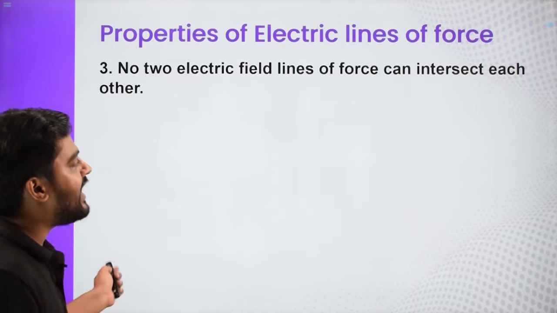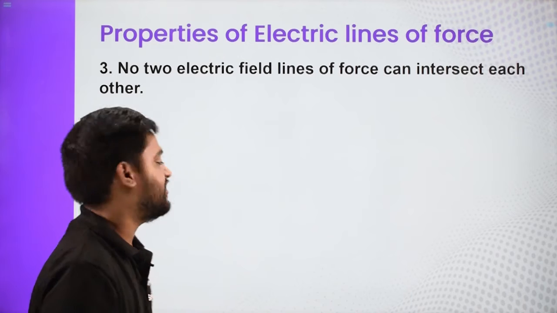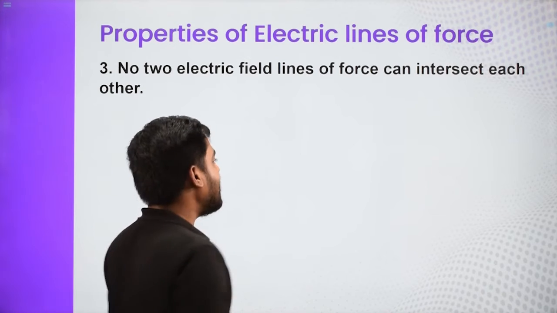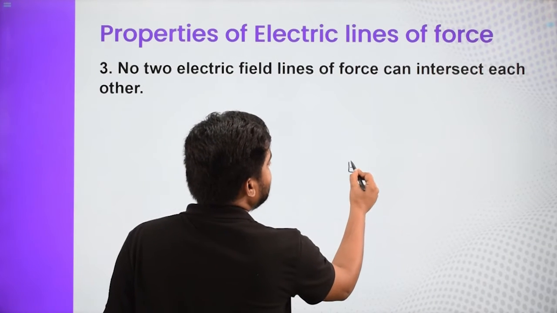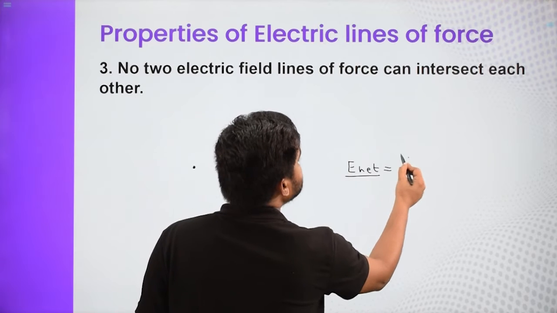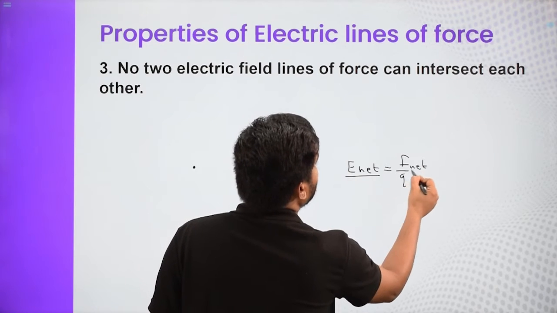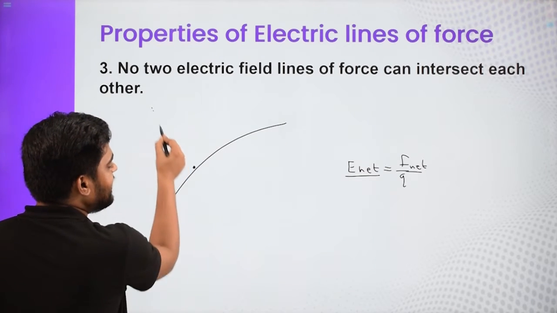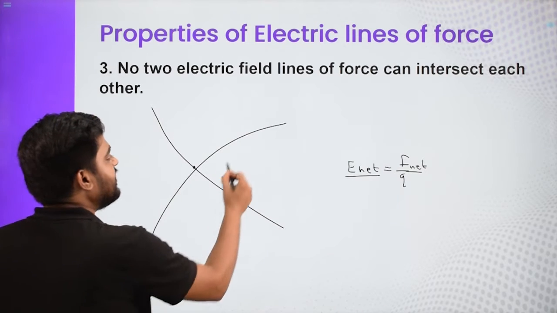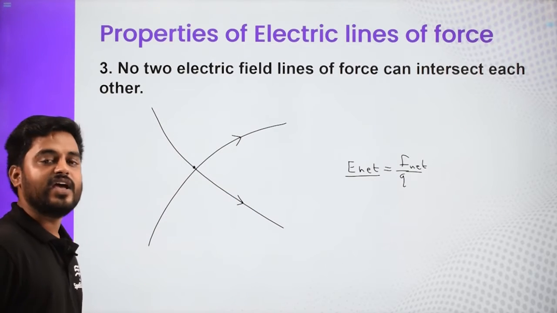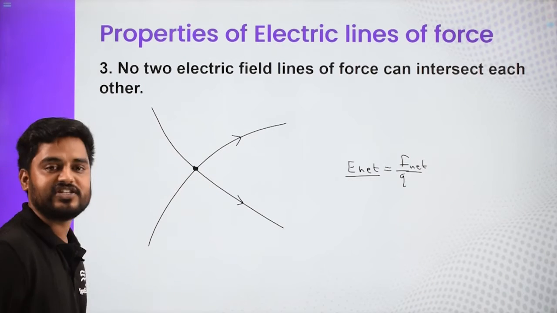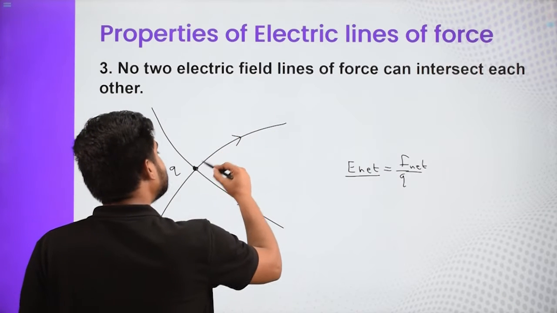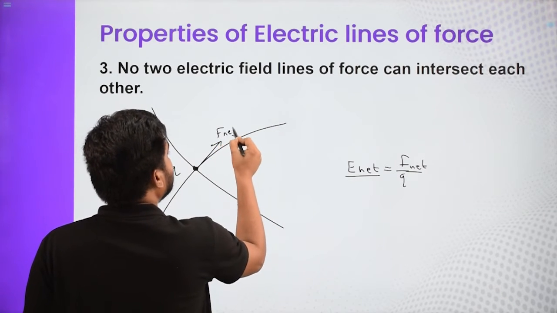Next is that no two electric field lines can intersect each other. What will happen if they intersect? What does electric field at any point represent? Electric field at any point represents the net electric field, which is force per unit charge, that is, net force per unit charge. At this point, let us say there exist two field lines. One is this field line and the other is this field line. Both pass through this point. At this point of intersection, if you put a small charge Q, then as per our first field line, the force must be along the electric field line, and that is the net force.